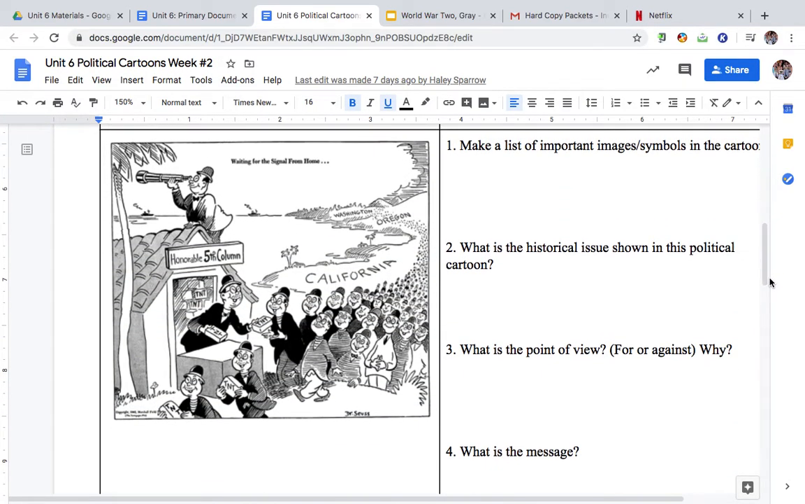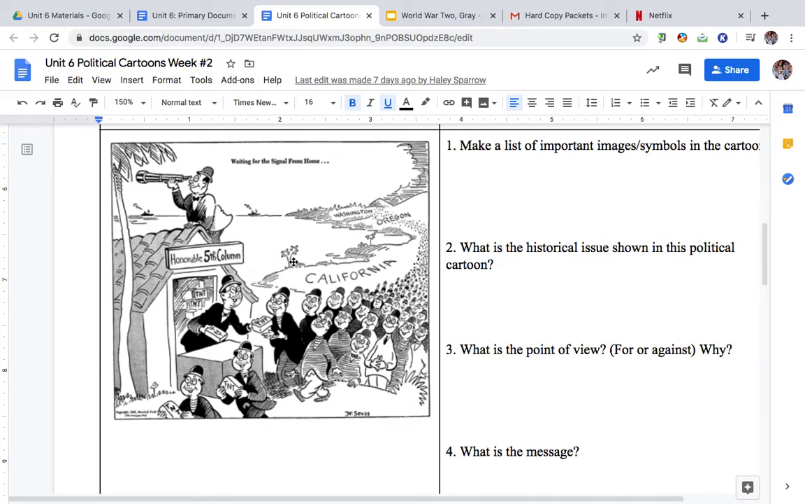All right, moving on to cartoon number 2. A couple things to point out. We see Washington, Oregon, California. If you look at that geographically, that is referring to the west coast of the United States. The caption at the top says, "Waiting for the signal from home." If you think about it, on the west coast, who would be signaling them?